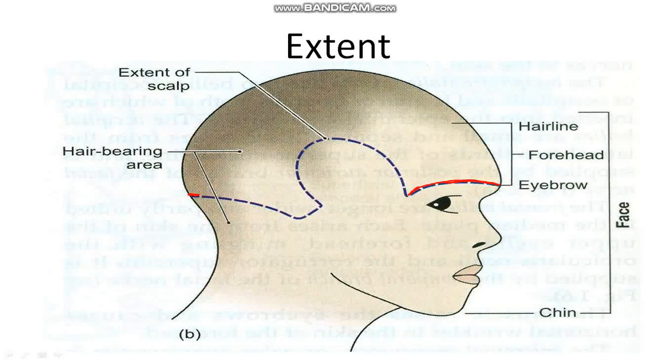Then posteriorly from the external occipital protuberance to the superior nuchal line, and on either side over the supratemporal line. So this blue dotted line demarcates the area of the scalp. This is all about the scalp.